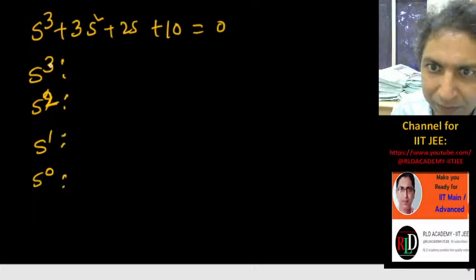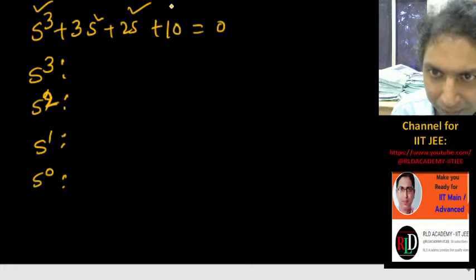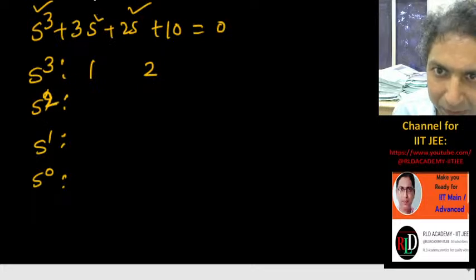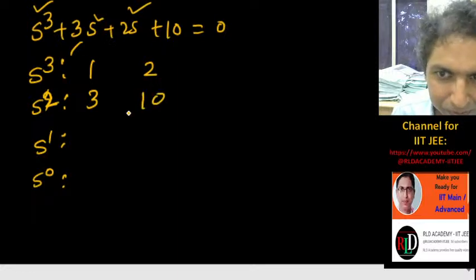So how to make this first row? s cubed and s to the power 1 are the odd powers, so I will collect their coefficients. This is 1, this is 2. Then s squared means even powers. Its coefficient is 3, and then it is 10.